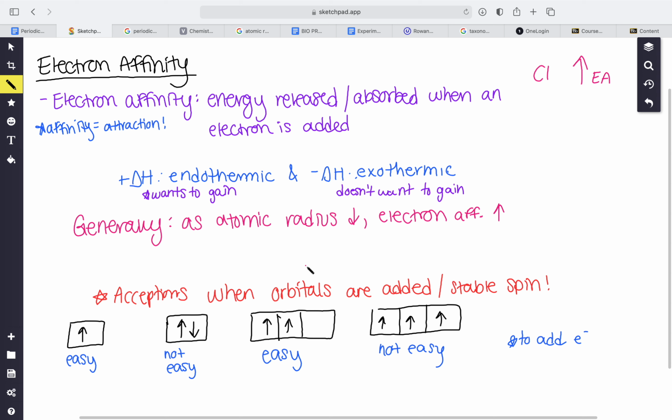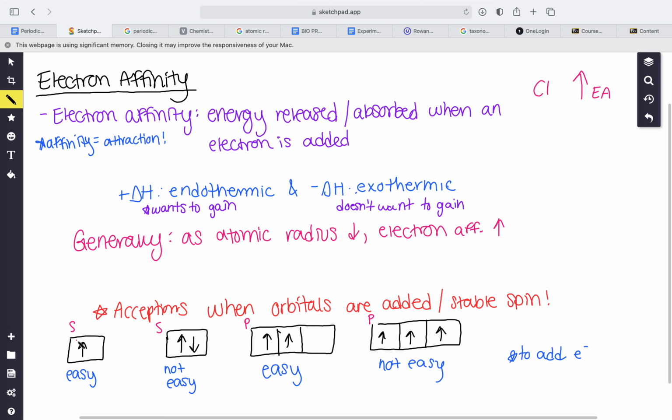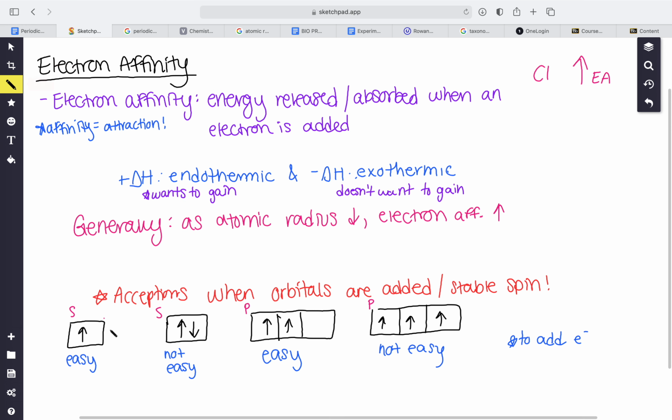So here's a graphic that I actually pulled right out of the textbook. We can see here that when the spin is up, all it needs is one more. So let me write this. This is S, this is S, this is a P, this is a P. So this is an S sublevel. In an S sublevel, when there is one electron in there, it's going to look like this. It's going to be one up, right? And if I were to add an electron, it would look like this, which makes it more stable. So this is really easy to add for them, right?